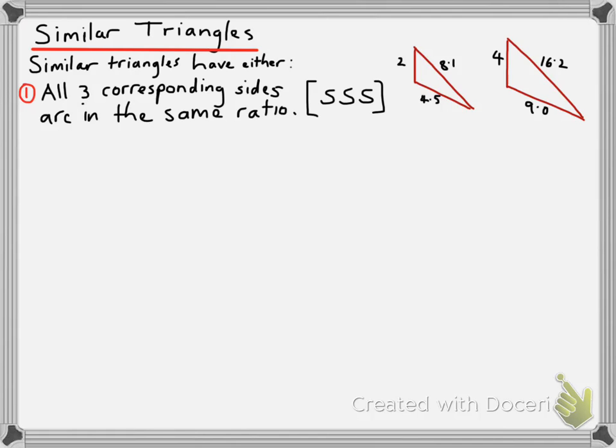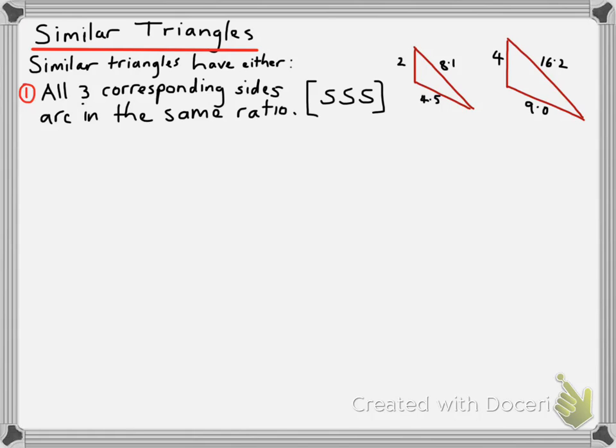if we compare pairs of sides, say the left-hand sides, which are 2 and 4, we can see that to get from 2 to 4, we take 4 and divide by 2, so the second triangle, in terms of these sides at least, is double the other triangle. And if we look at the bottom side of the big one, which is 9, that's double the corresponding side over here of 4.5, and likewise for 16.2, that's double 8.1.